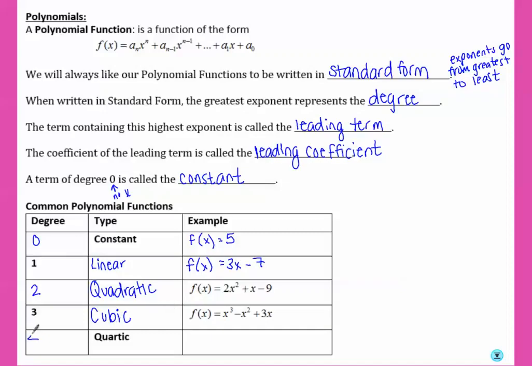And then a fourth degree polynomial is called a quartic, and it's going to look something like f of x equals negative 5x to the fourth minus 2x squared plus 4. The highest exponent is 4, and we could have an x cubed term or an x term in there if we wanted. This is just a random example.